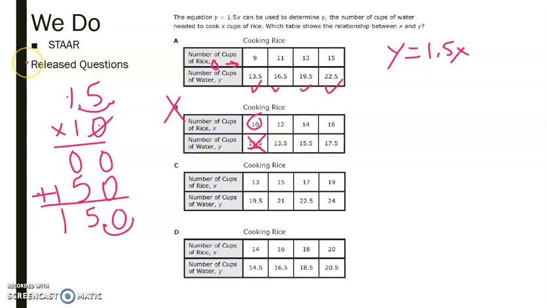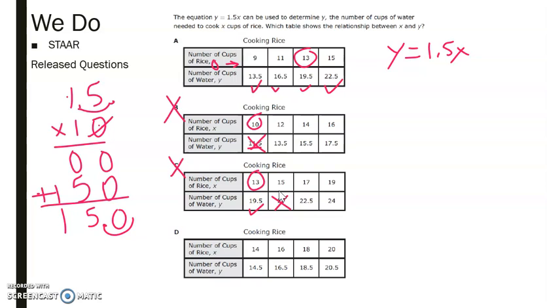So for C, first X we have is 13. So 13 times 1 and 5/10. Now if you notice, we have that up here as well. So those values are correct. So we know that this one matches up with A. So 13 times 1 and 5/10 is 19 and 5/10. So that's correct. Now we also see that we had 15 up here earlier, and we had 22 and 5/10. So in our table here, it doesn't match up anymore. So this is incorrect. So I know that C is not the correct answer.